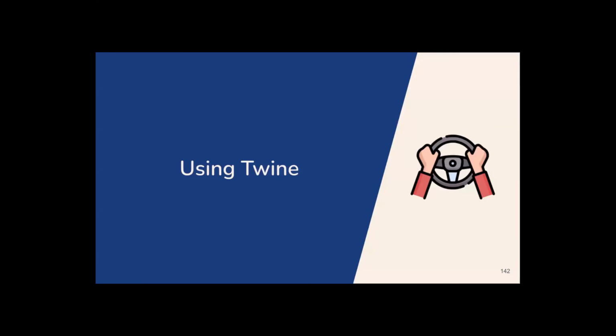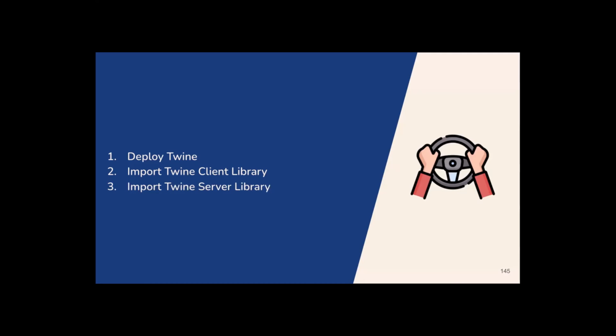Now I'll discuss what a developer needs to do in order to use Twine. First, they'll have to deploy Twine using the AWS CLI and CloudFormation. Then import the Twine client library to their front-end code, allowing their client to interact with Twine. And lastly, they'll need to import the Twine server library to their backend code, which will allow them to publish data to Twine.